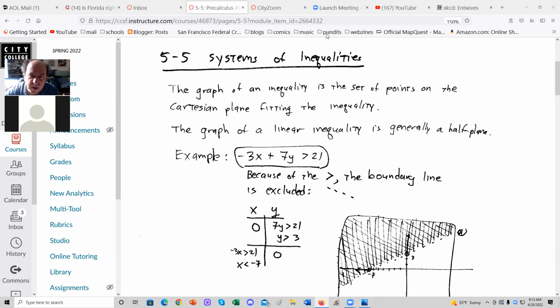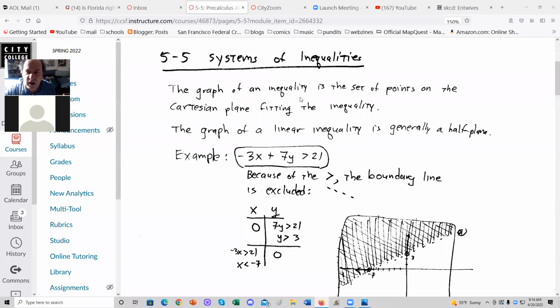So we're going on about systems of inequalities. The graph of an inequality, such as minus 3x plus 7y is greater than 21. The greater than sign makes it an inequality. It's the set of points on the Cartesian plane fitting the given inequality.